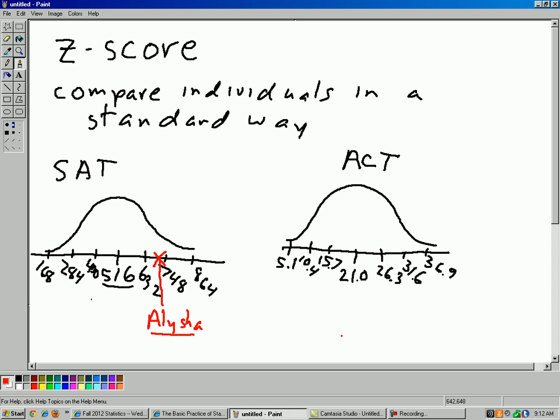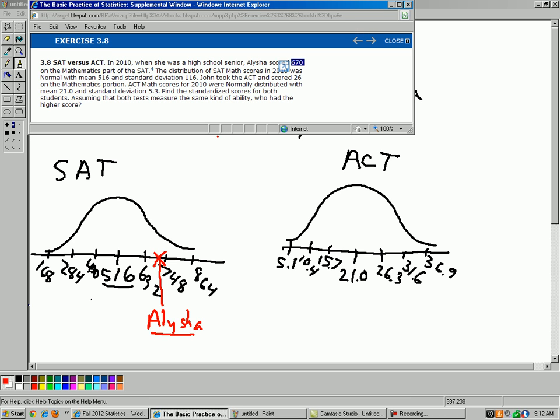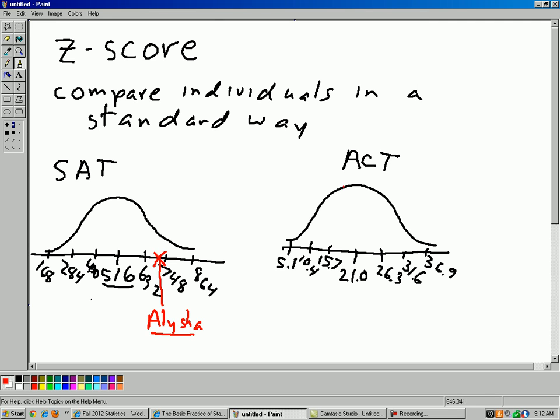Now, let's take a look at our other person. We have John, who took the ACT and scored 26 on the math portion. So where does 26 lie on this group? 21.0 is the mean. So John's score was not quite 1 standard deviation above the mean.